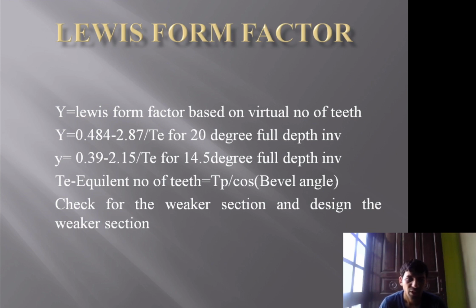And the value of the equivalent number of teeth is found, if we design for the pinion, by the teeth of the pinion divided by cos of the bevel angle, cos of the bevel angle for the pinion. Similarly, check for the weaker section. After finding the Lewis form factor, we have to check which one is weaker, gear or pinion. If the material for the gear and pinion is the same, then design for the pinion only, and if the materials for gear and pinion are different, then design for the weaker one.